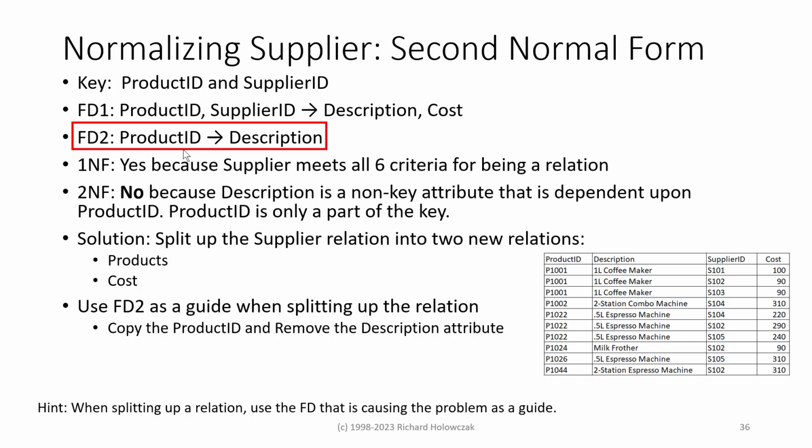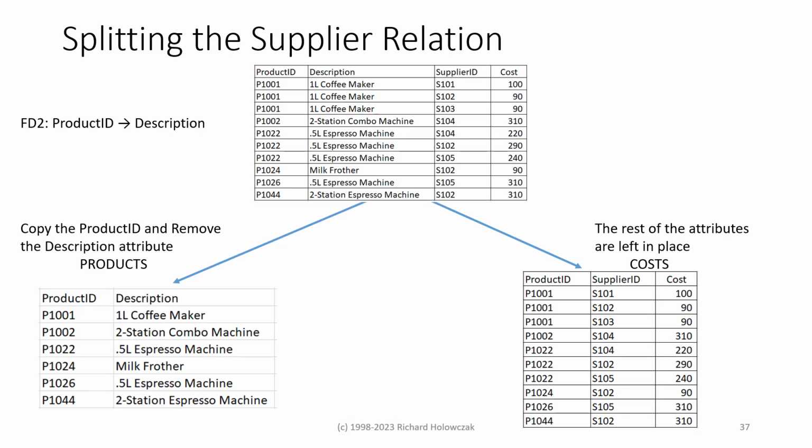When you want to split a relation, you copy the attribute to the left, in this case it's product ID, and you remove the attribute to the right of the arrow. Copy what is to the left, remove what is to the right. In this example, we're going to make a copy of product ID, and we're going to remove description. Let's see what these two look like.